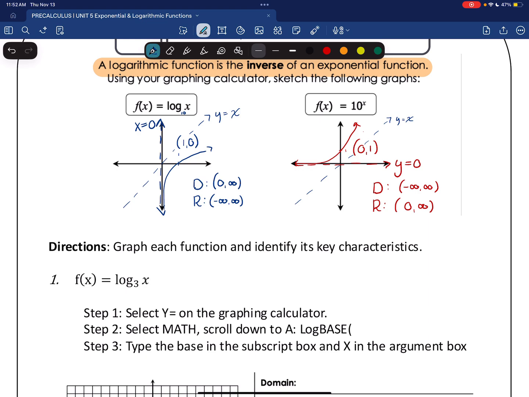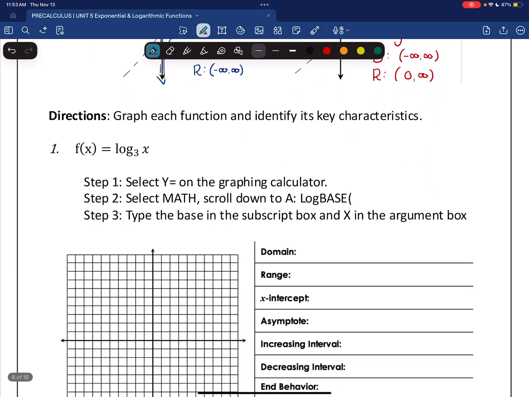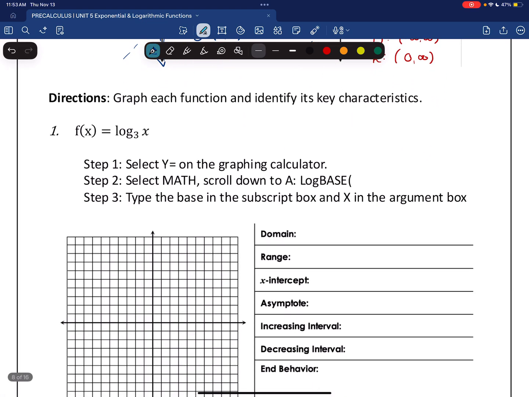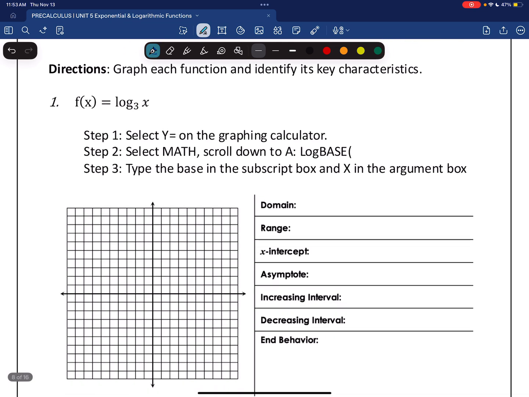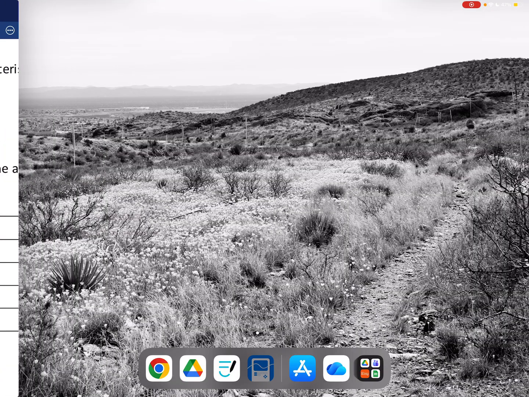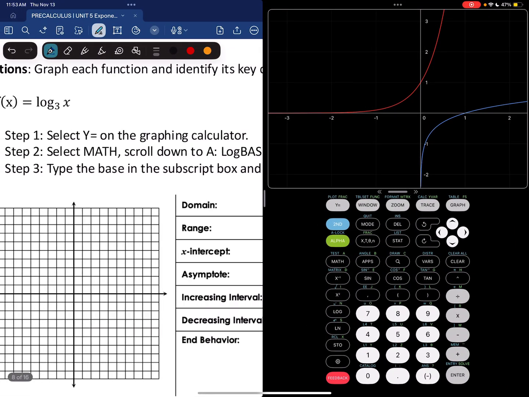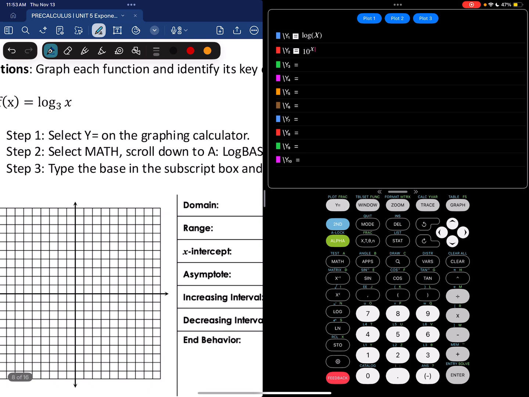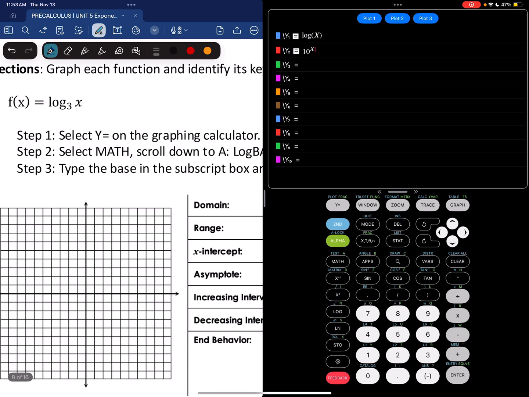So let's go ahead and look at a couple examples here. We're going to graph the function and identify its key characteristics. We're going to begin with log base 3 of x. We're going to follow those steps, and I'm going to split the view here so you can see the calculator, how this would be done. Because this first one was just a log with a common base of 10, which I have the button there on the home screen to get log base 10.